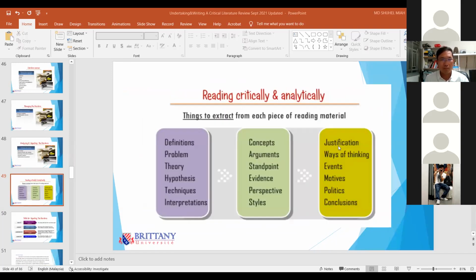Things you need to extract from the material: that definition or problem or theory, technique, interpretations, the concepts, the arguments in different journals or articles, evidence, a perspective or their style, justification, etc. You can get an idea from the published articles.